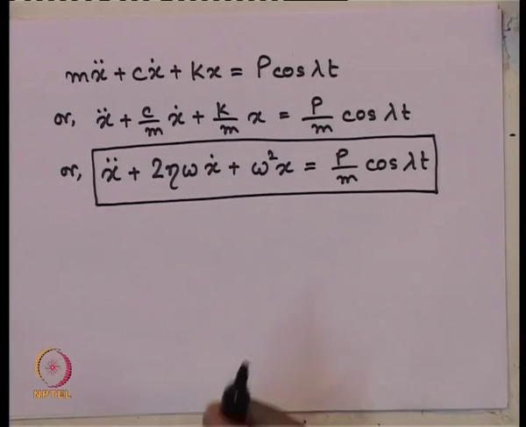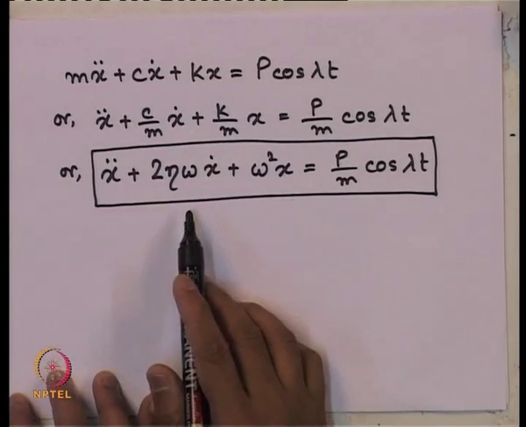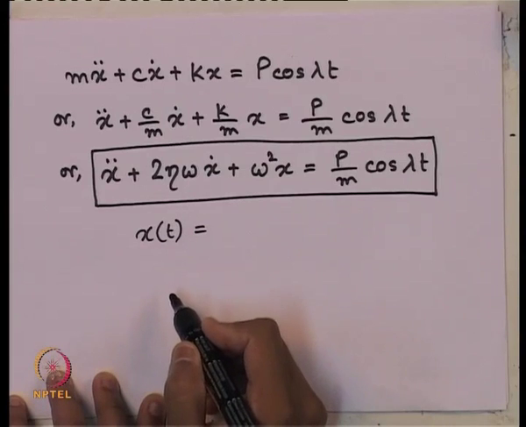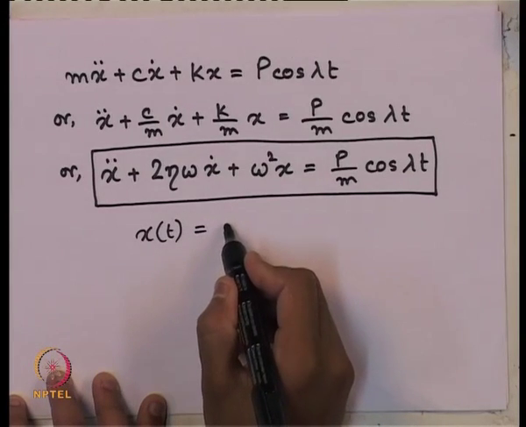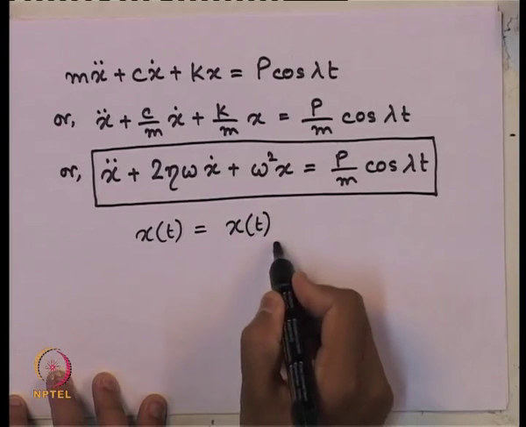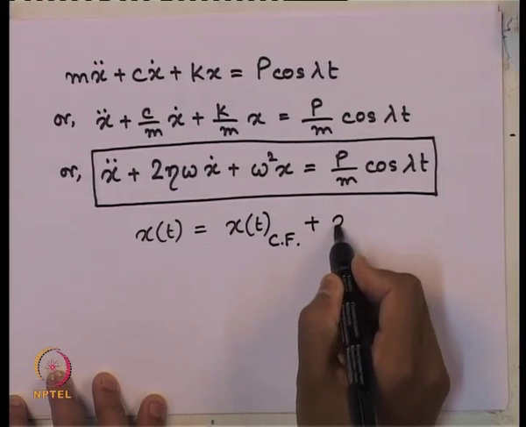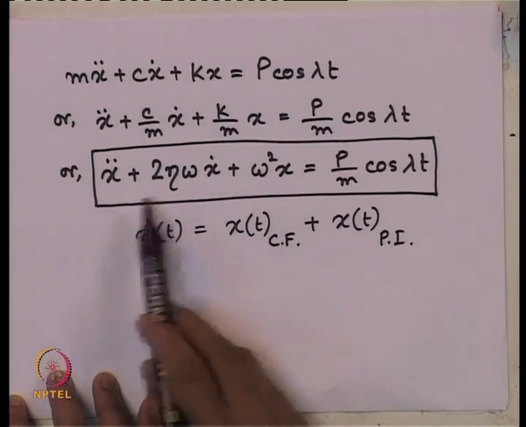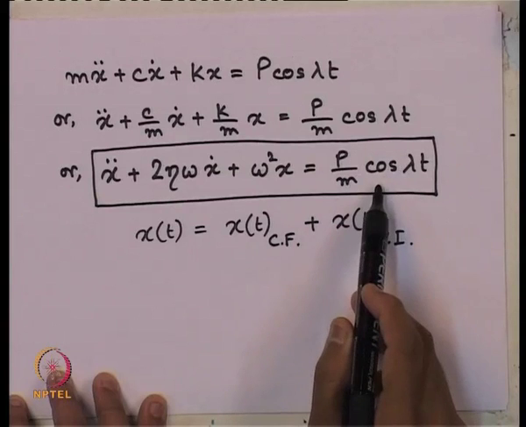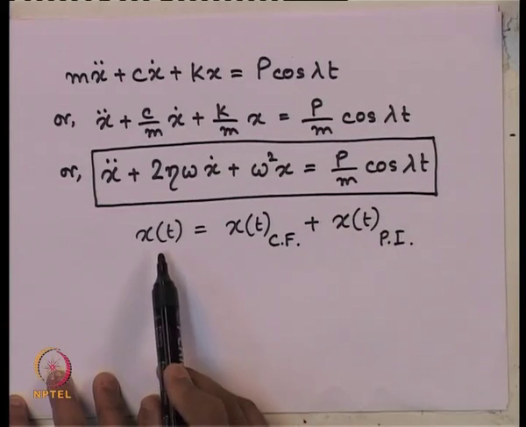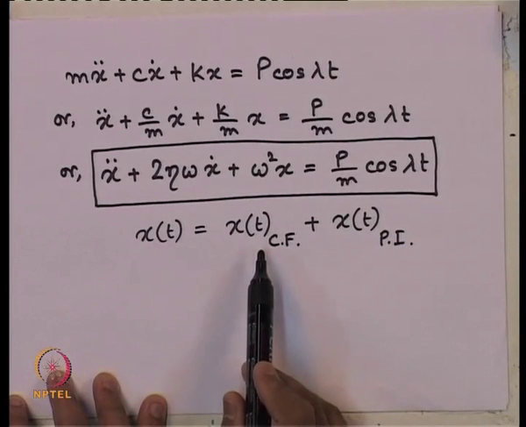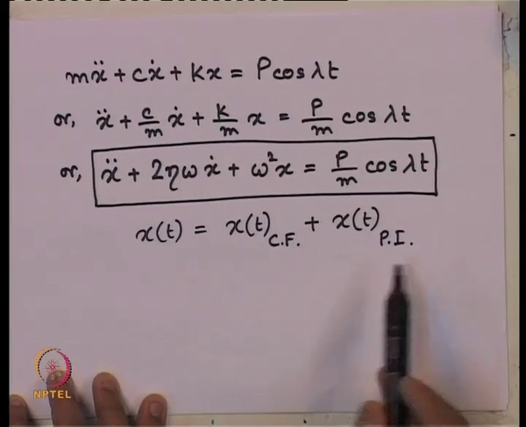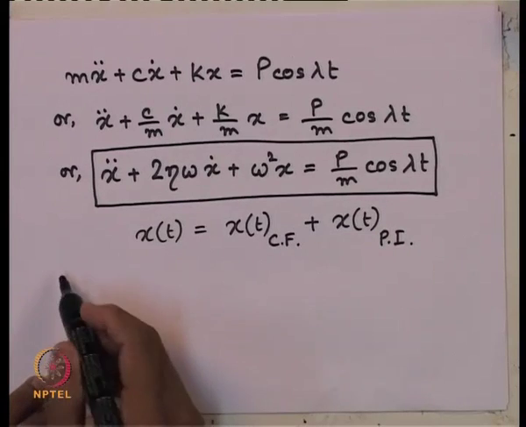So, let us do that. Now, for this type of second order differential equation, what we know is that the complete solution x of t will be composed of two parts. What are those? x of t complementary function plus x of t particular integral, because if we have a second order differential equation with some parameter on the right hand side like this, then the total solution can be represented by two parts. One is called the complementary function and the other is called the particular integral. And how to find out these two different parts? Let us see.